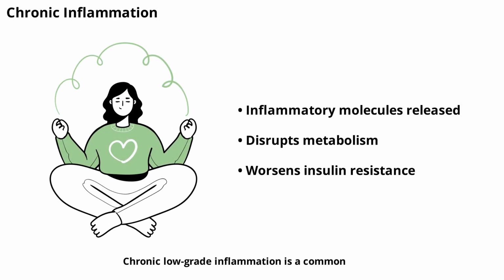Chronic low-grade inflammation is a common thread in the development of metabolic syndrome. Excess fat tissue, especially around the abdomen, releases inflammatory molecules that disrupt normal metabolism. This inflammation contributes to insulin resistance, blood vessel dysfunction, and further progression of the syndrome. Addressing inflammation through lifestyle changes can help slow the syndrome's development.